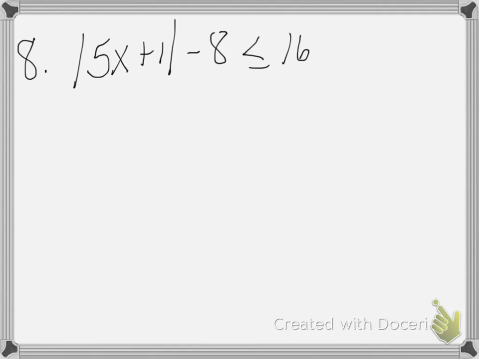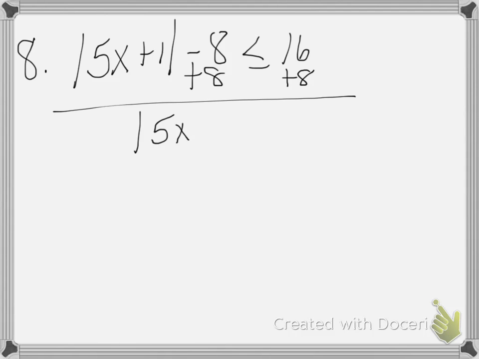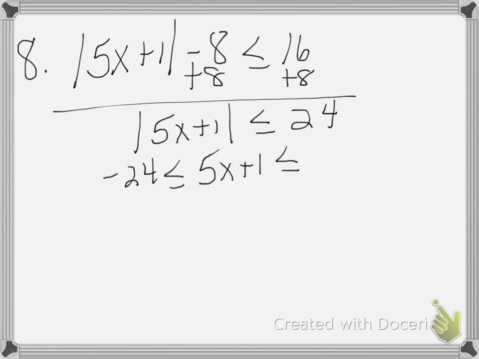Last one, we have to get the absolute value again by itself, so we're going to add 8 to both sides. So that's absolute value of 5x plus 1 is less than or equal to 24. Now, it's a less than, which is an and, so I'm going to take it out of the absolute value, put it in the middle, put less than signs on each side, positive 24 on the right, negative 24 on the far left.